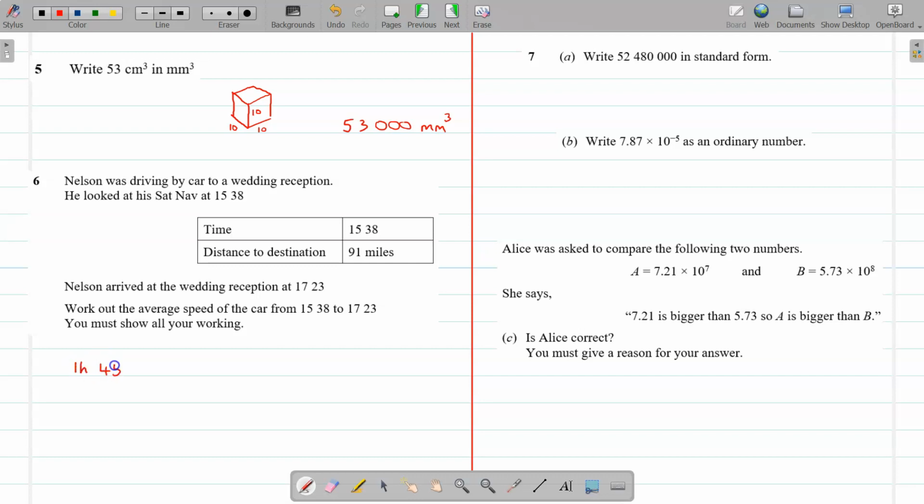minutes. Okay, but 1 hour 45 minutes is equal to 1.75 hours. In other words, 1 3/4. Okay, and you've got to find his average speed, which is distance divided by time. So you simply want 91 divided by 1.75. Okay, and on the calculator that comes to exactly 52 miles per hour.